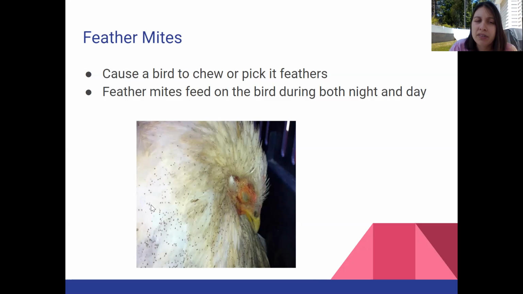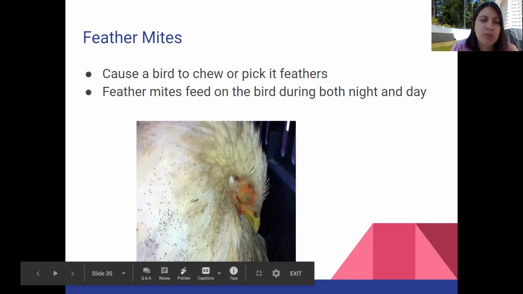With the bird trying to pick out their feathers, you may pick up a feather and actually be able to see these little specks.